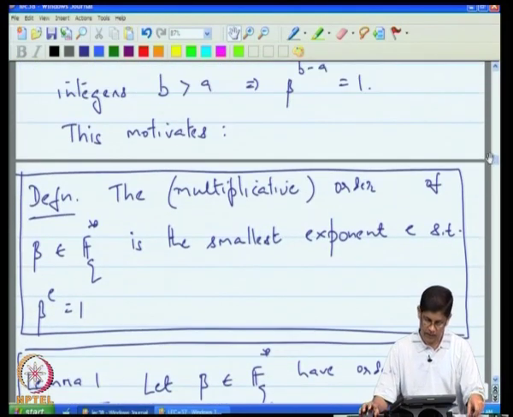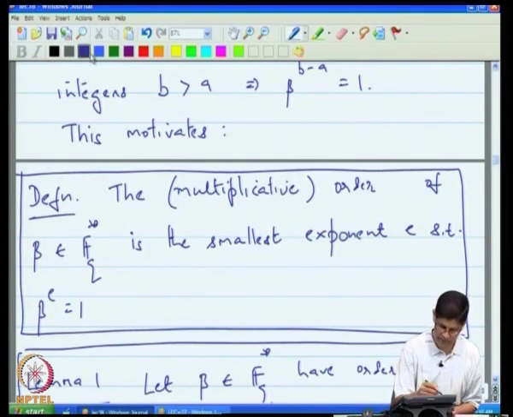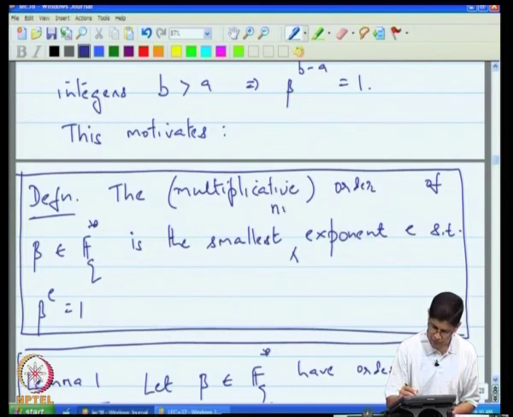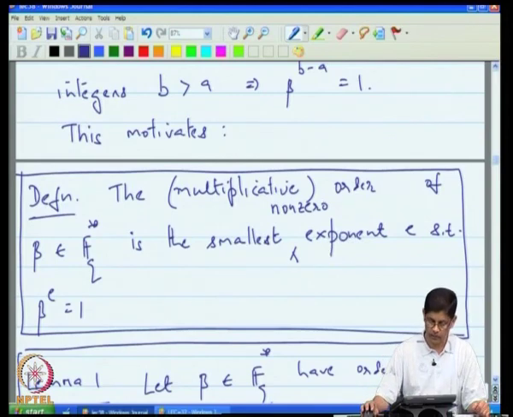Okay. So, the multiplicative order is the smallest. Maybe I should have clarified that here. Let us put that in: the multiplicative order is the smallest non-zero exponent e such that beta to the e is 1.